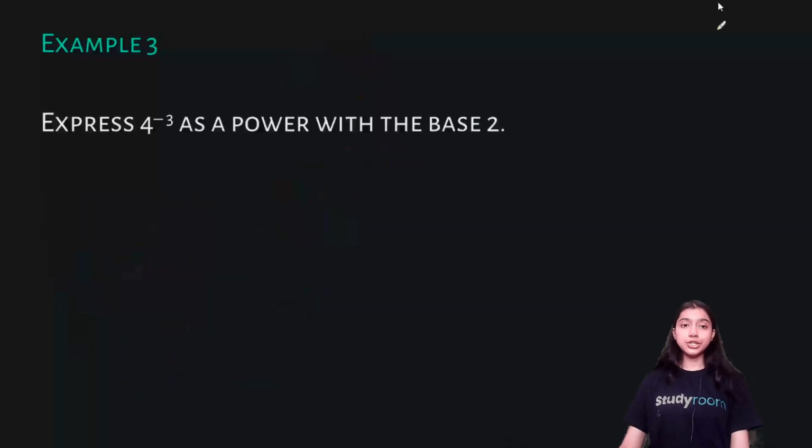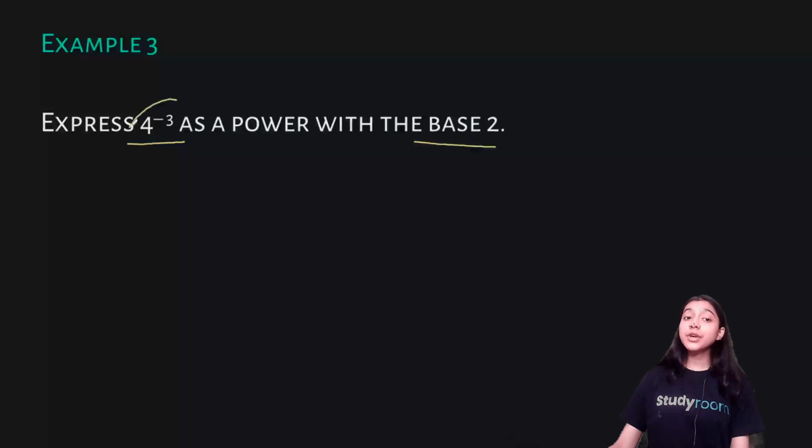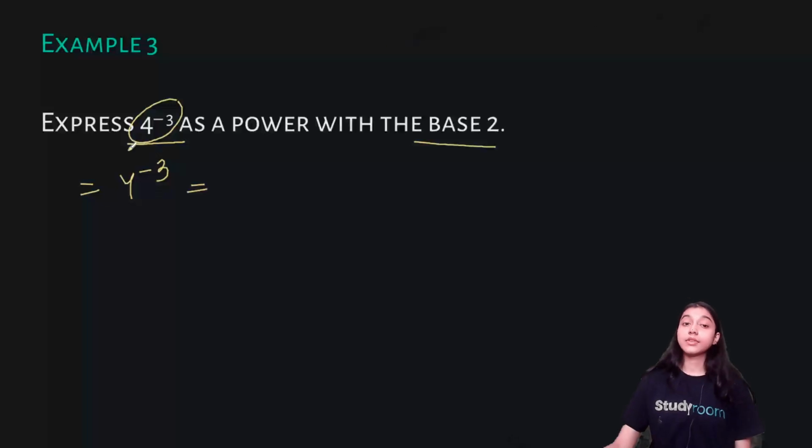Now we have a question over here that express 4 to the power minus 3 as a power with the base 2. That means we have to express this exponent in such a form such that its base is 2. Now 4 to the power minus 3 can be written as, this 4 can be written as 2 multiplied with 2. And here the power will be same, that is minus 3. Now when 2 is multiplied with itself 2 times, it can be written as 2 square and then the whole power is minus 3.